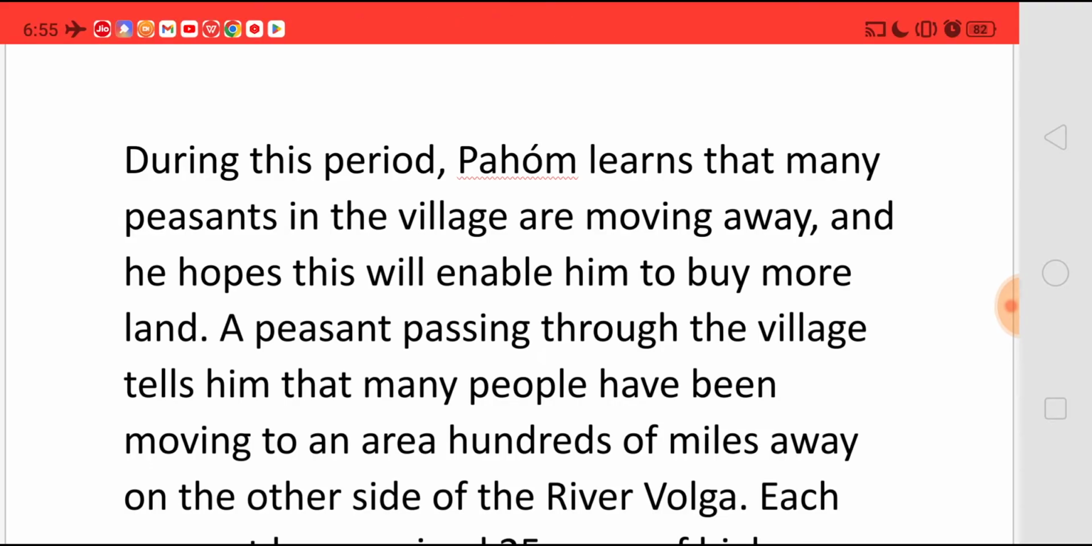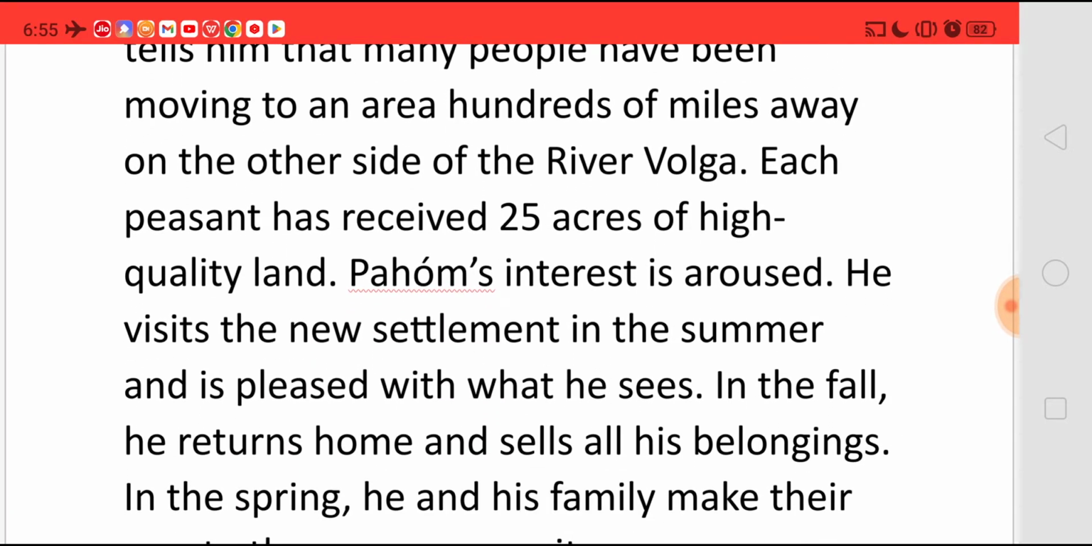At that time, a peasant who is passing through the village tells him that many people have been moving to an area hundreds of miles away on the other side of the river Volga. Each peasant has received 25 acres of high quality land. Now Paham's interest is aroused. He visits a new settlement in the summer, and when he sees the land, he is very pleased.